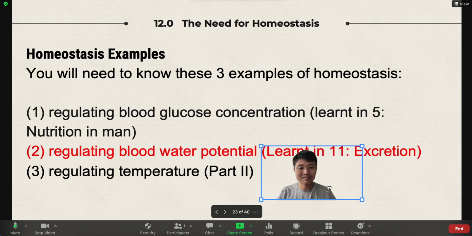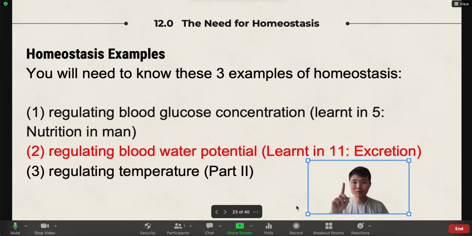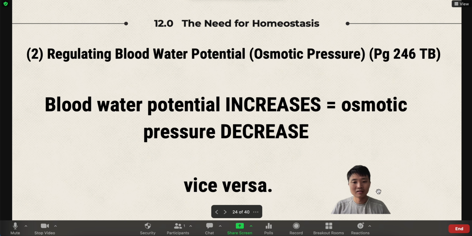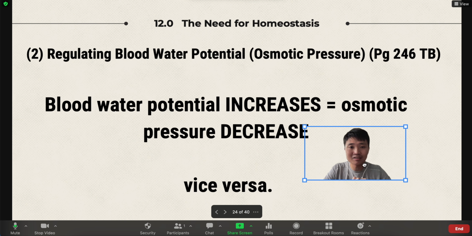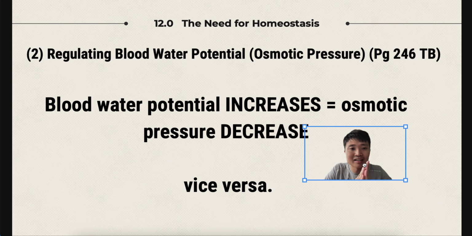Alright, so with that, we've completed one example already. This is your second example, regulating blood water potential. This one is in excretion. One thing to take note of: the terms blood water potential and osmotic pressure, you cannot be confused. This is something new, so pay attention. Blood water potential is inverse from osmotic pressure.